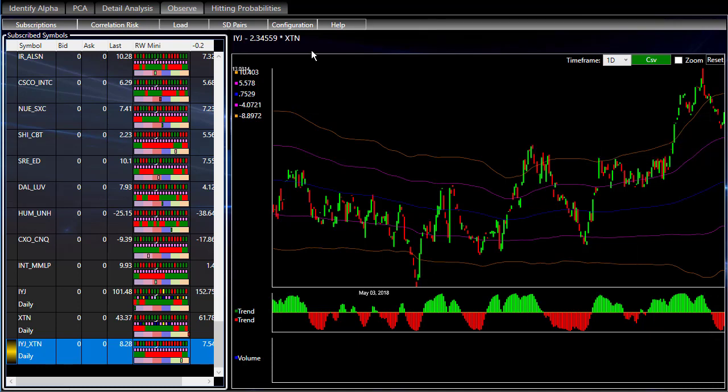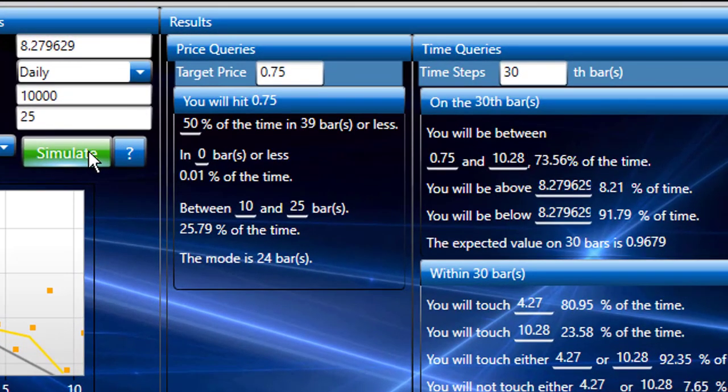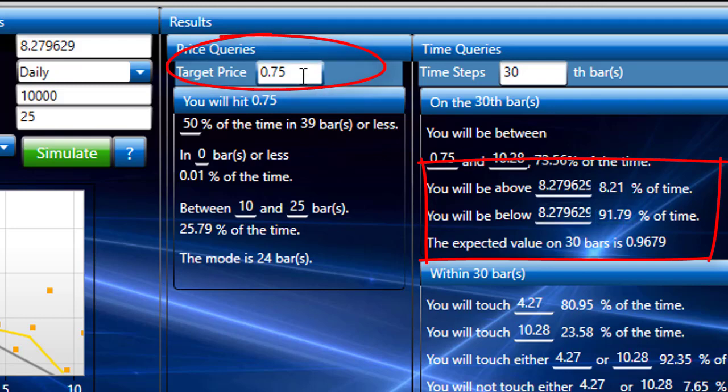Let's go take a look at the hitting probabilities. Yeah, so the mean reversion is very clearly indicated here. And when we ran the Monte Carlo simulation, it's saying that we're going to be below that number 92% of the time. That's solid, right? There's nothing wrong with that. And it's at a target price of 0.75. I think 0.75 is a little strong. But at 0.75, it says 50% of the time in 39 bars, the mode being 24.